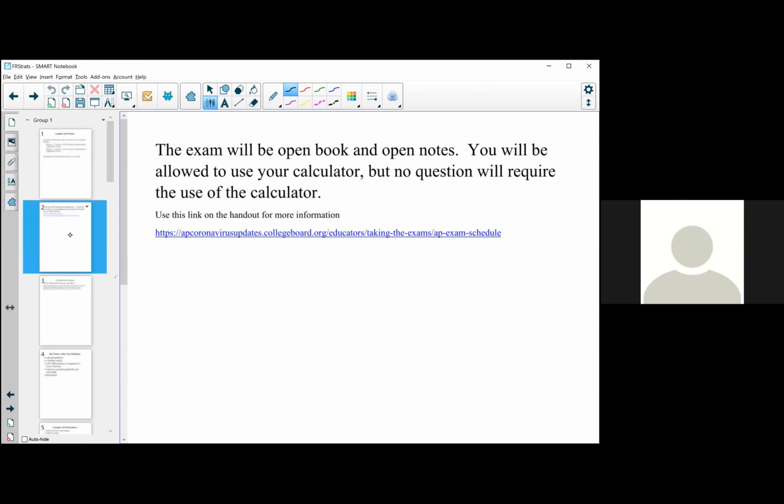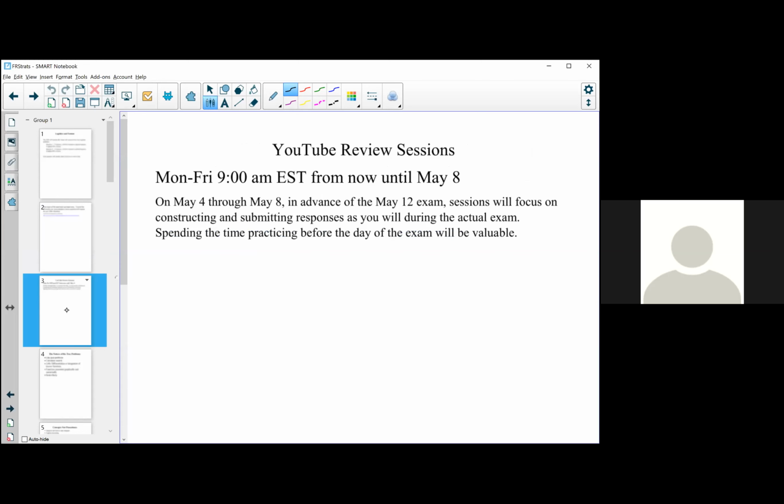In fact, the fact that it's open calculator shows you that if you're using your calculator, chances are really good that you're wasting your time. There's not going to be any question that's going to require the use of the calculator.